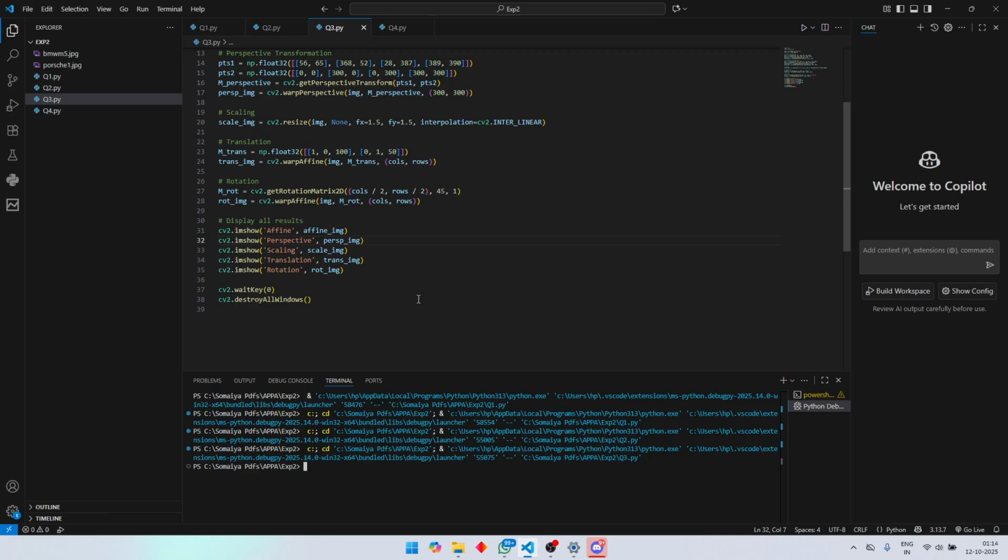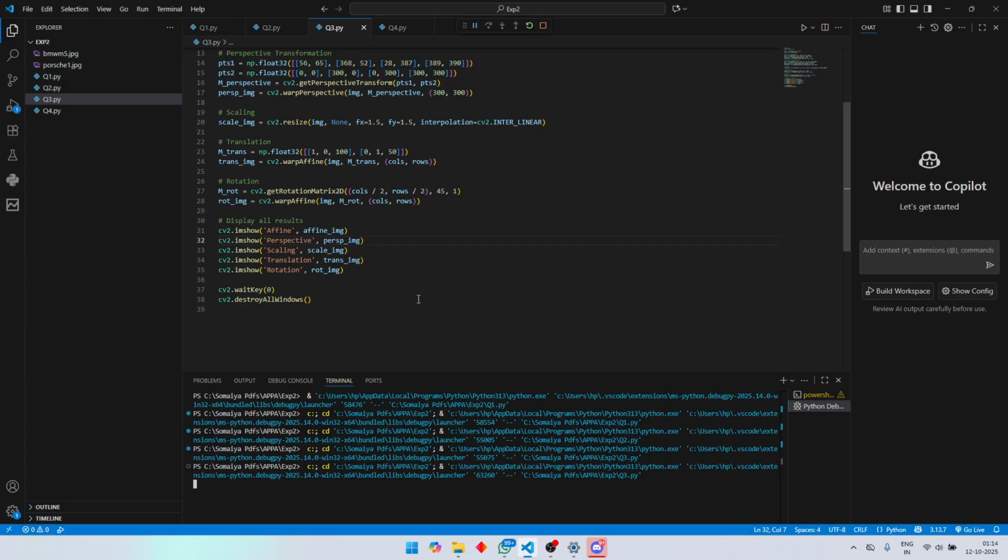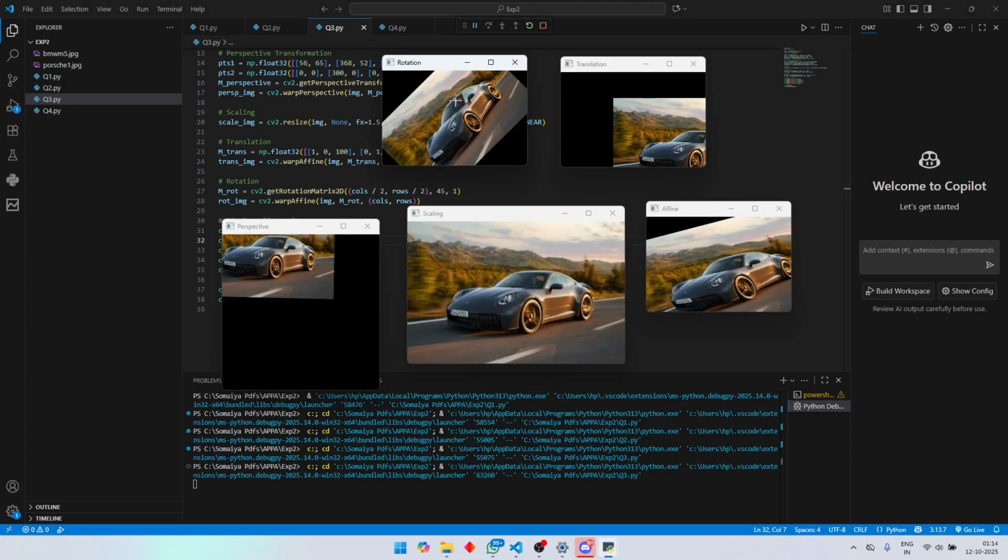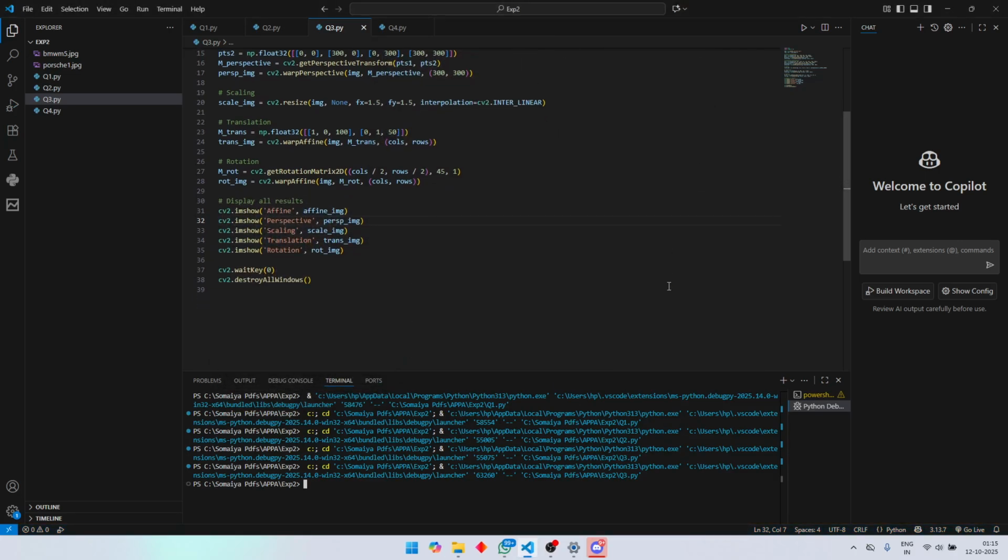And let's see how these functions look. So as you can see, the rotation function works over here. This has rotated the entire picture by 45 degrees. Then the translation function, the perspective function, scaling, which zoomed the image 1.5 times bigger, and the affine transformation figure at the end. This visual really helps understand how OpenCV changes image geometry.